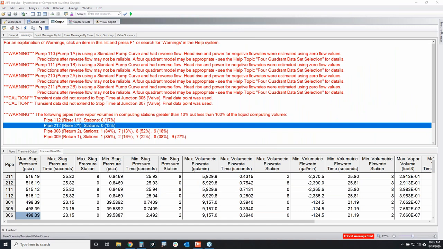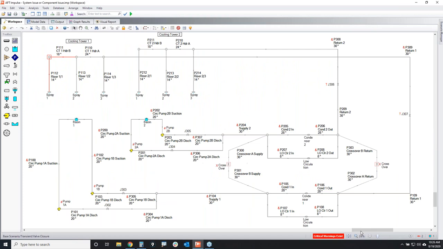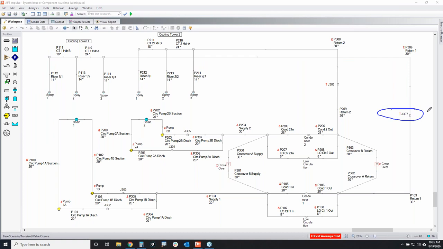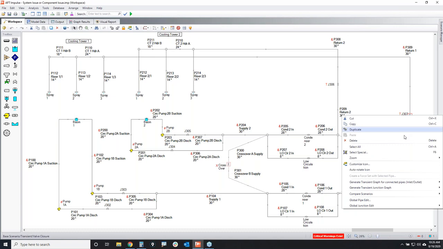So here's what's going on, is I'm closing these two valves, and I want to see what's going to happen in the downstream part of the system. And so something is causing a really high pressure right here. What is causing that? Well, let's take a look at what's happening at the valve first. So when I take a look at the valve, I'm going to right click on this and I'm going to say generate a transient pipe graph for the pressure.